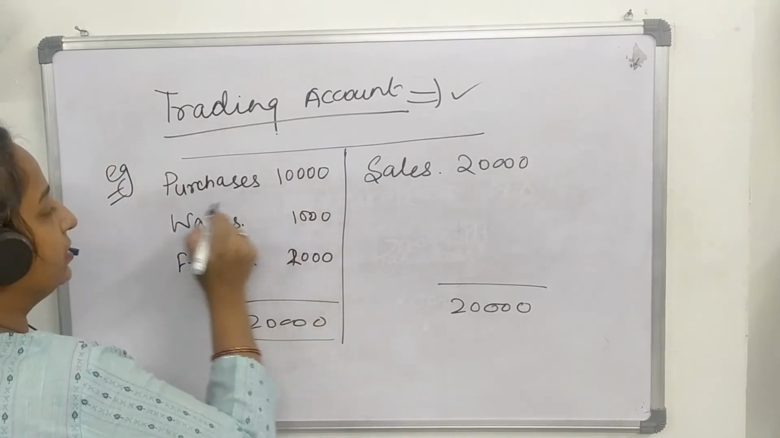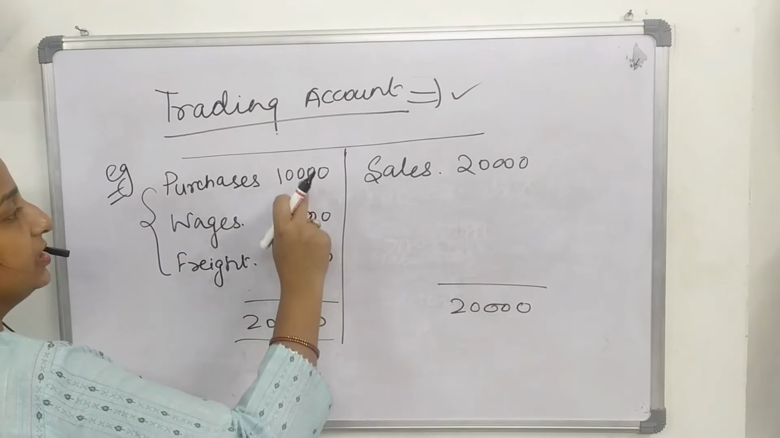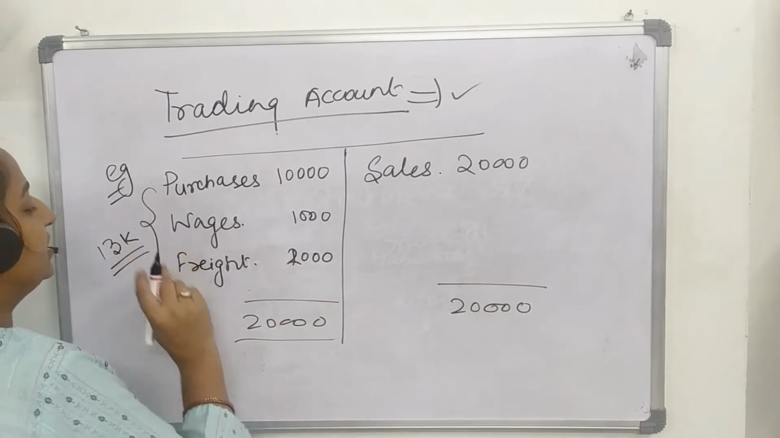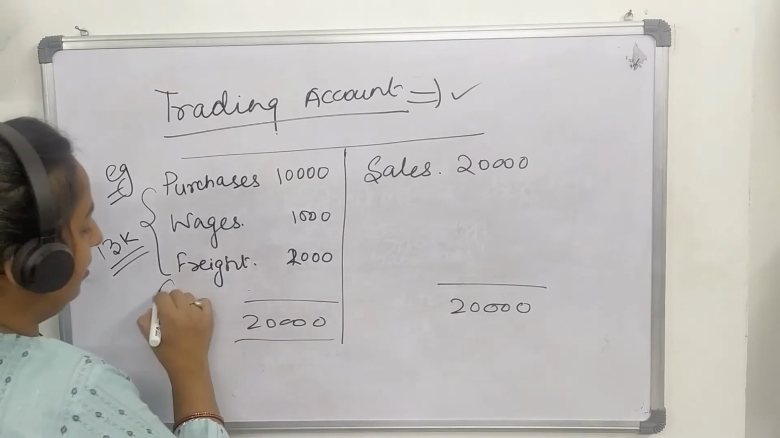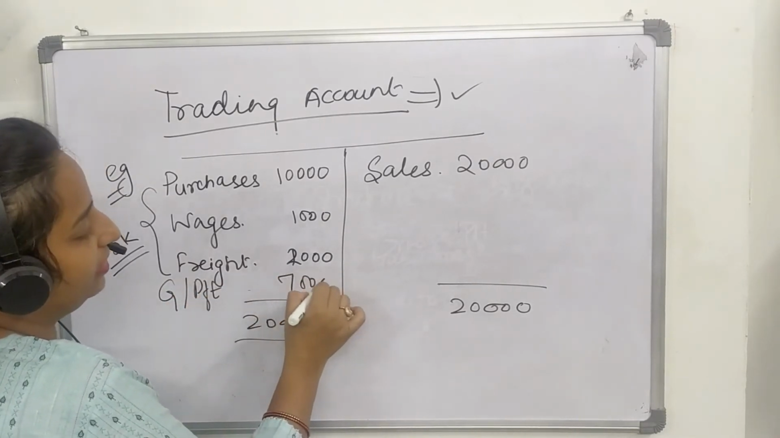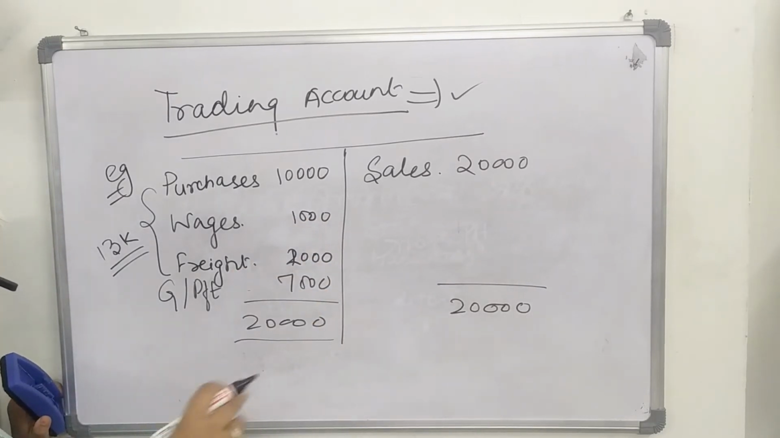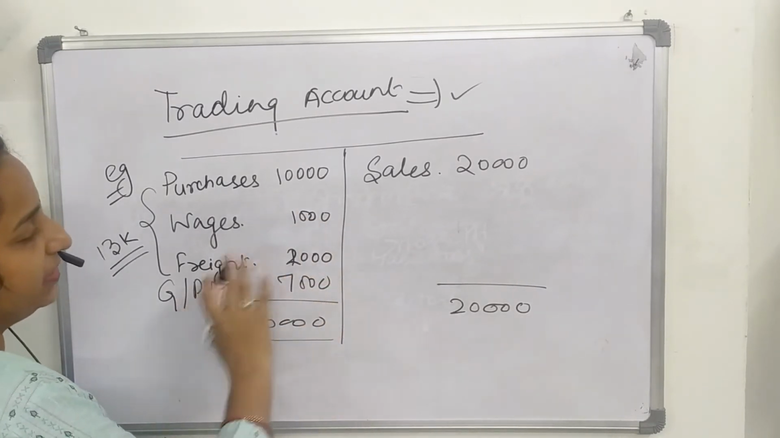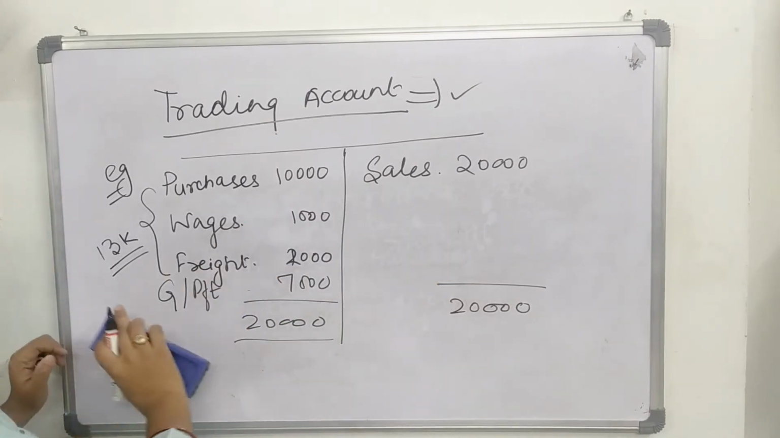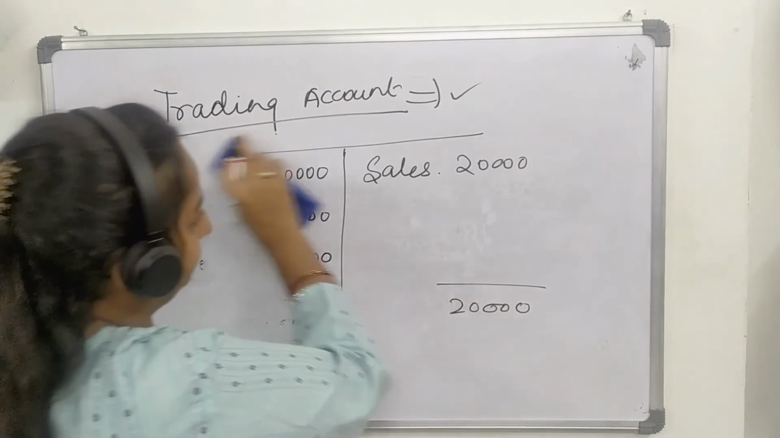Now, the total of these three heads is 13,000. This means expenses are less than sales. We will have gross profit of 7,000. In case we had expenses more than sale, we would have gross loss. This is what the trading account is.